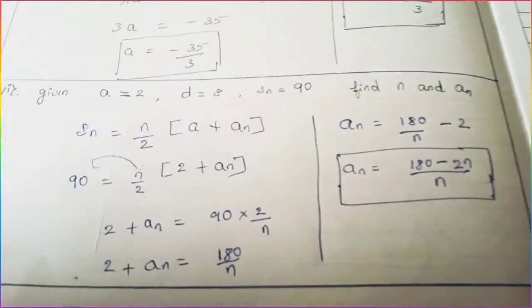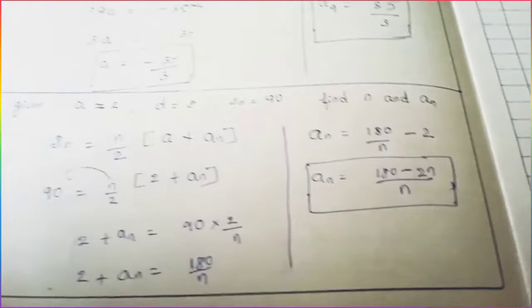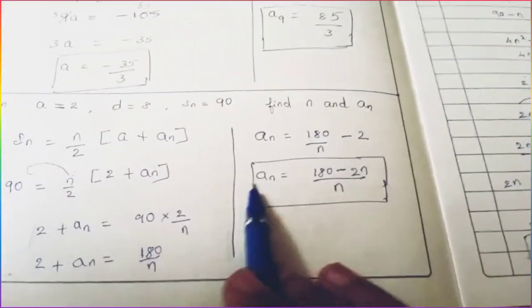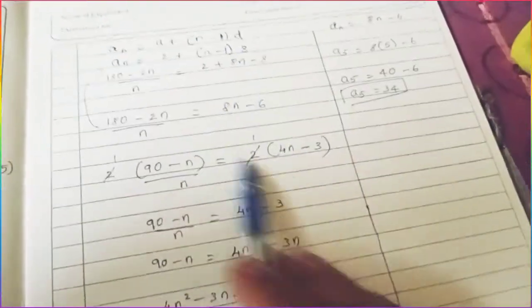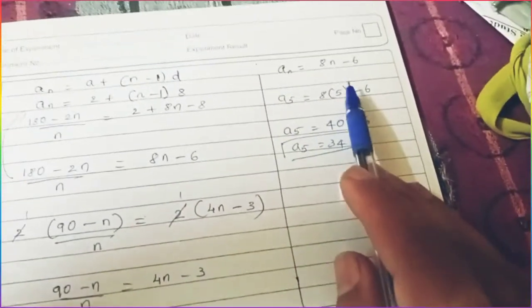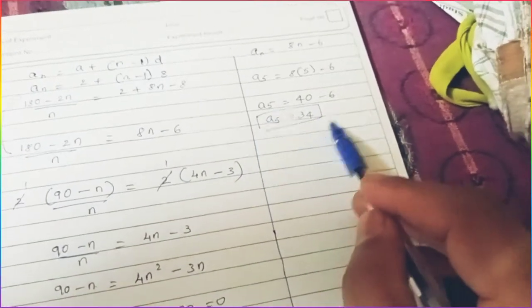A little bit lengthy problem, but if you know the factorization well, we can solve this problem. We have taken Sn formula first, where we found out the value of an. Then we took an formula, we tried to find out the value of n, we got the value of n as 5. Then we substitute this value of n in the an formula itself, where an is equal to 8n minus 6, where we got the value of a5 as 34. I hope that you have understood.